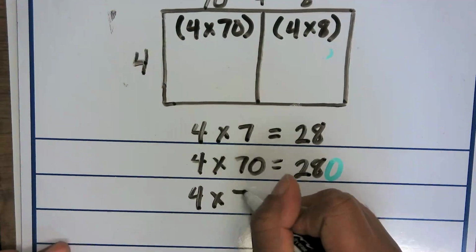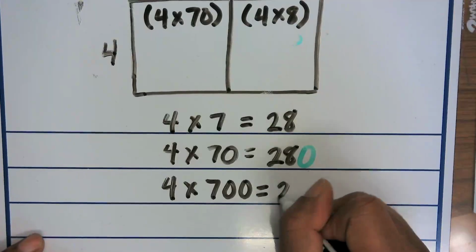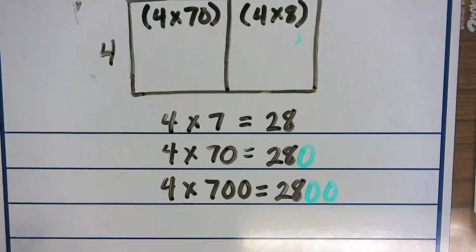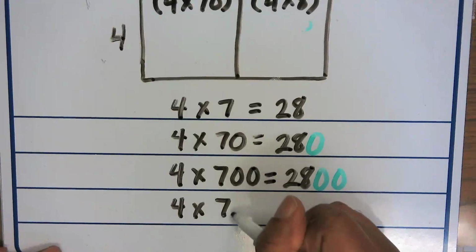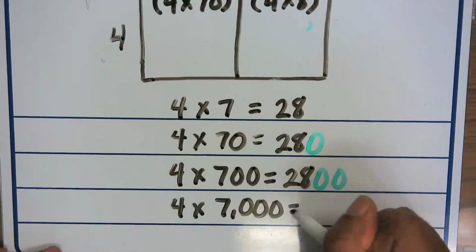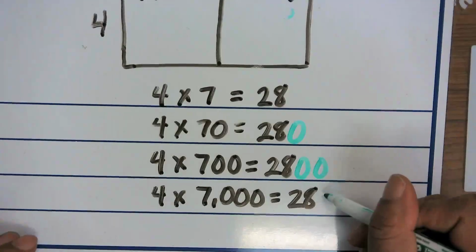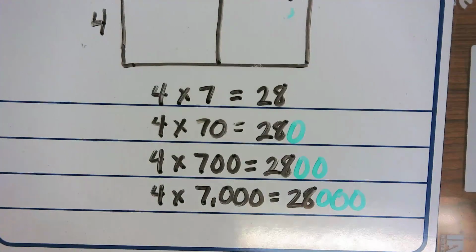I could keep going. Well, it's 28, but I have 2 zeros. And if I said 4 times 7,000, well, it's still 28 with 3 zeros. So now it's 28, and it keeps on going because that's multiplying by tens. So let's circle back.